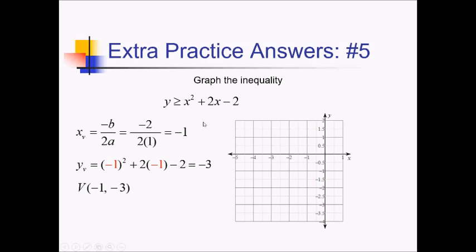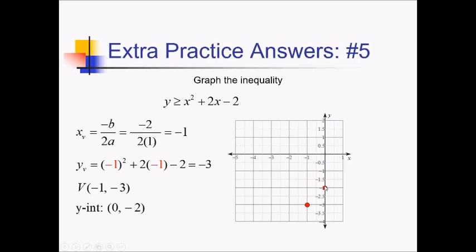And we're going to graph that using a solid dot because I have the equals under the inequality. So solid dot at negative 1 comma negative 3. And now I can use the y-intercept of negative 2, this constant here, 0 comma negative 2. That'll give me another point. So that's going to be right here.